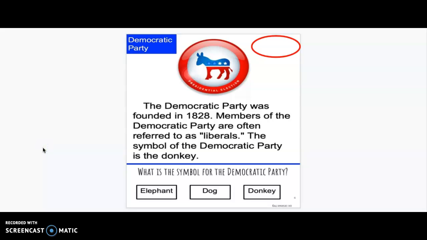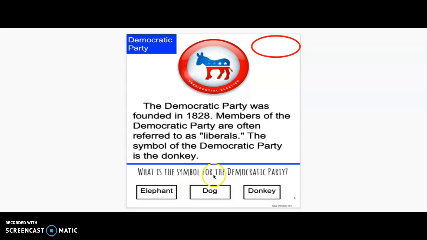Okay, so now we're going to go ahead and read about the Democratic Party. The Democratic Party was founded in 1828. Members of the Democratic Party are often referred to as liberals. The symbol of the Democratic Party is the donkey.